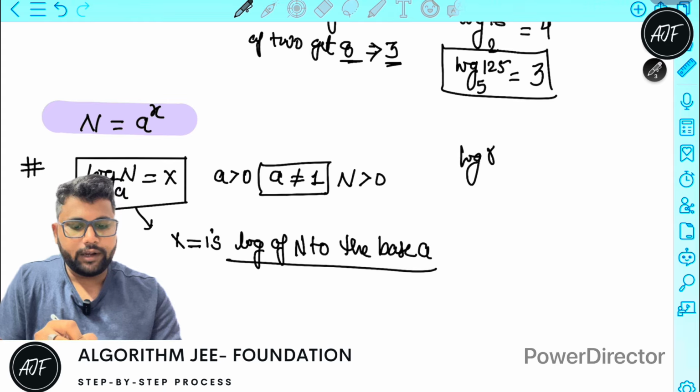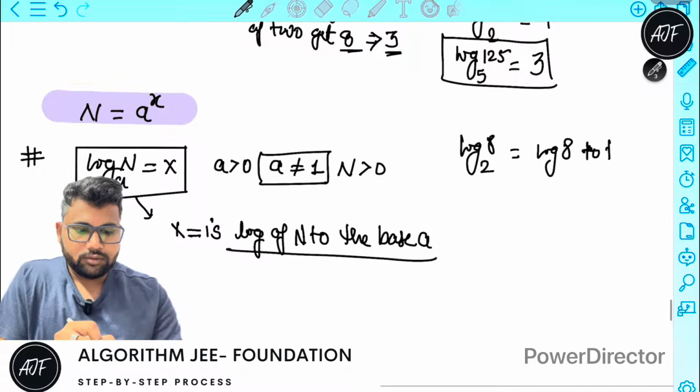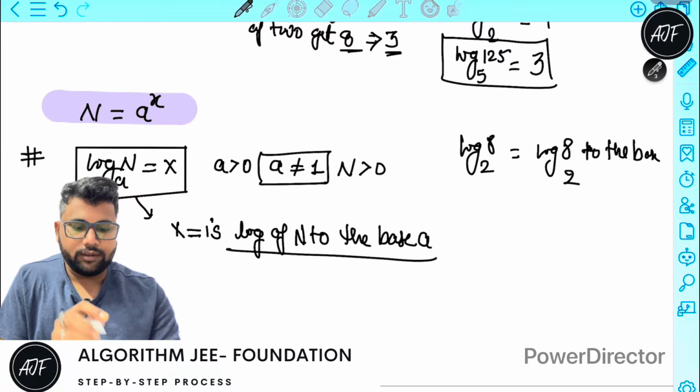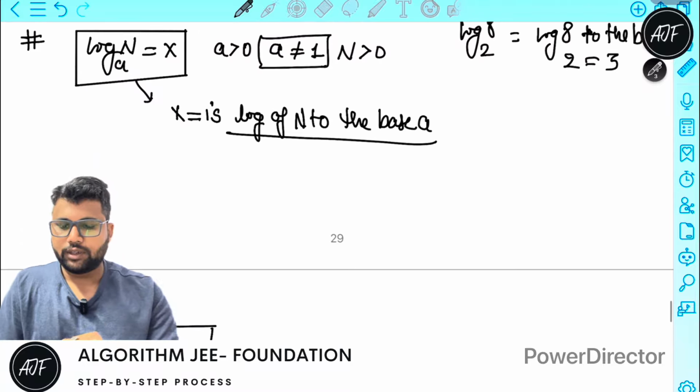Suppose log 8 to the base 2 is given. So meaning is log 8 to the base 2. How do you say it? It is equal to, now the answer is 3. So now this is the representation.